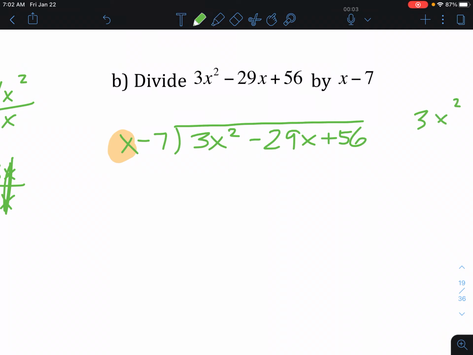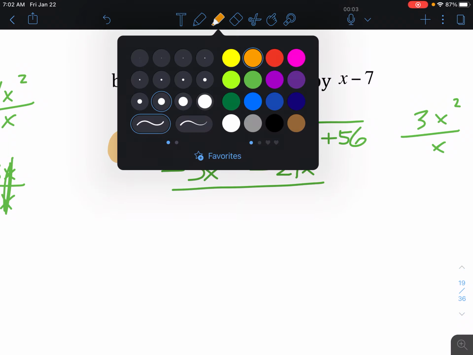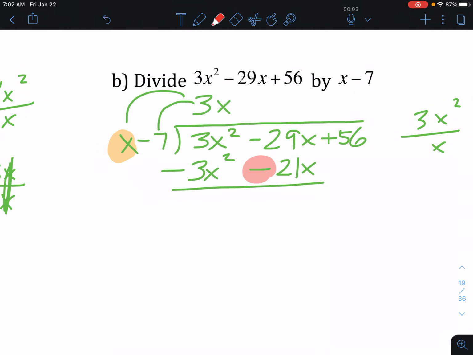So 3x to the second over x is 3x. And then we multiply 2 times 3x times x, 3x times negative 7, and then we go to our subtraction step. So we subtract here, and now for the second one, pay careful attention because it shows minus. So if you're subtracting a negative, you're going to change it to a plus. So that cancels. That'll be negative 8x, and then bring down your last term.